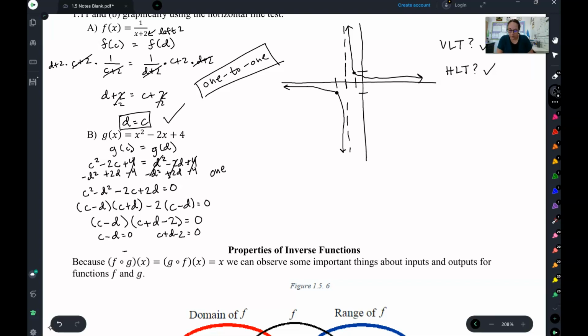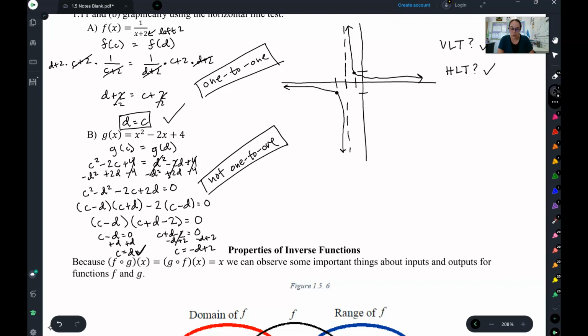So when I look at what I've got here, I can solve this one to get c equals d. Or I could solve this one to get c equals negative d plus 2. So I can see right here, c doesn't always equal d. I have it here, but not here. So that would tell us that this is not one-to-one.